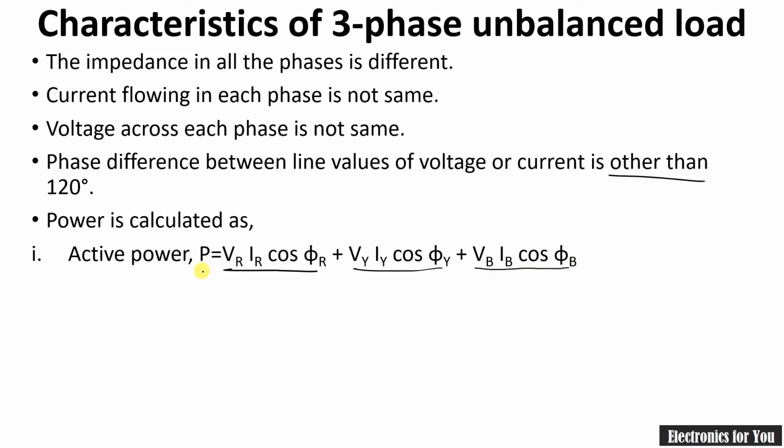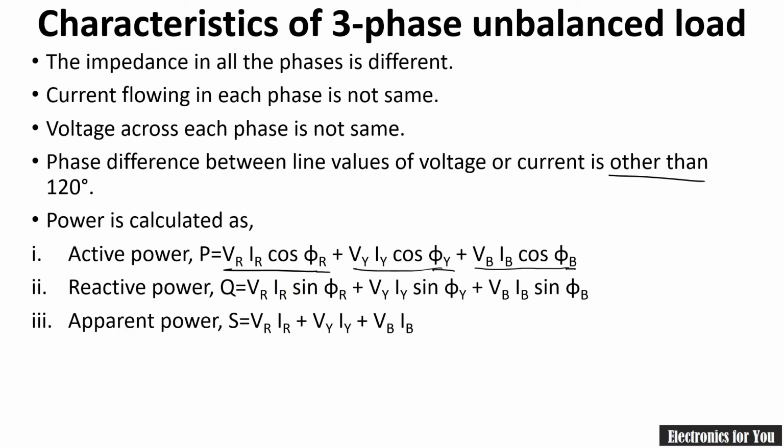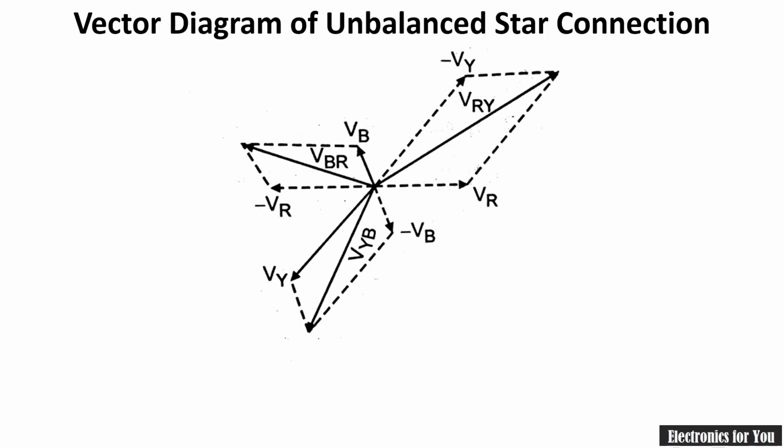Now the power can be calculated by addition of all the phases here. So P equals VR IR cos phi R, plus VY IY cos phi Y, plus VB IB cos phi B. Note here that the phase angle will also be different, and therefore phi R, phi Y and phi B are written. Similarly, if we replace cos by sin, then we will get reactive power, and apparent power is VR IR plus VY IY plus VB IB respectively. So this is a three-phase unbalanced load. In case of star connection as well as in case of delta connection, it will always remain the same.